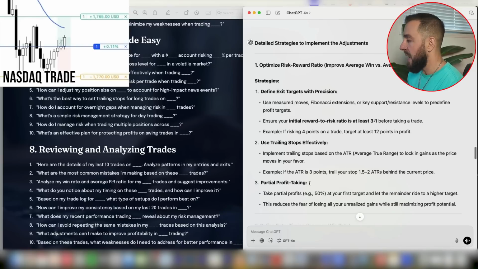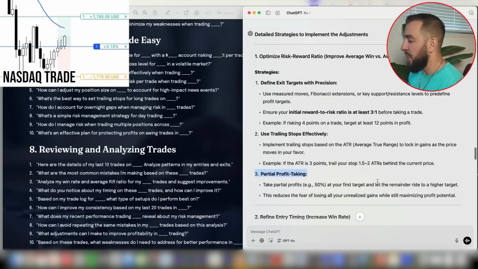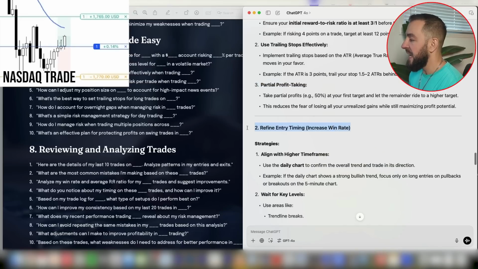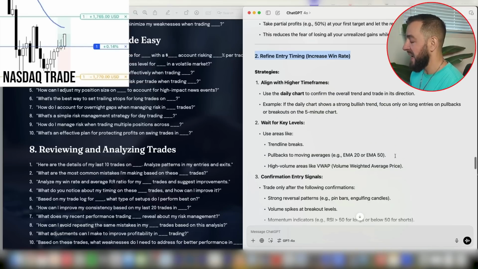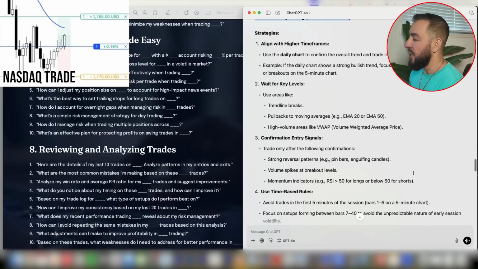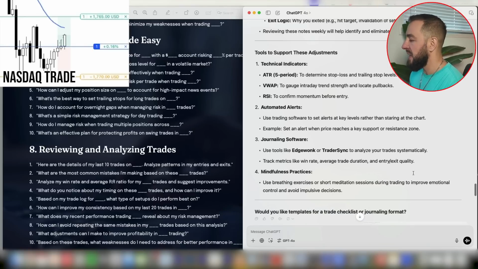Use trailing stops effectively. Do partial profit taking. Refine entry timing, and it's literally giving us suggestions for journaling software, automated alerts. Man, that's just mindfulness practices, breathing exercises. Man, it just goes on and on and on. Would you like templates for a trade checklist or journaling format?